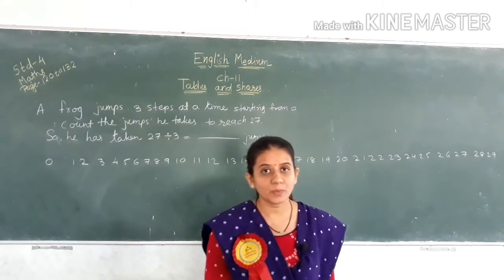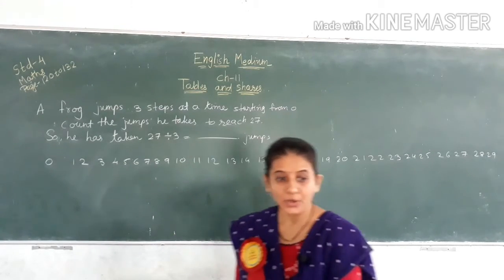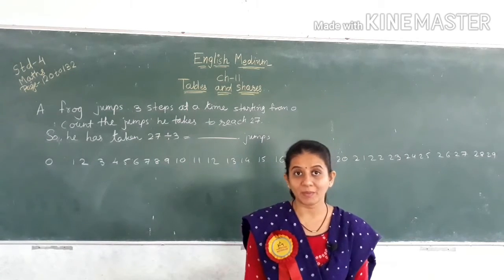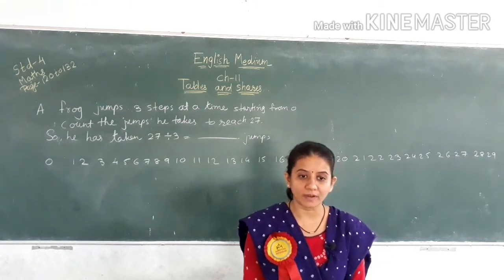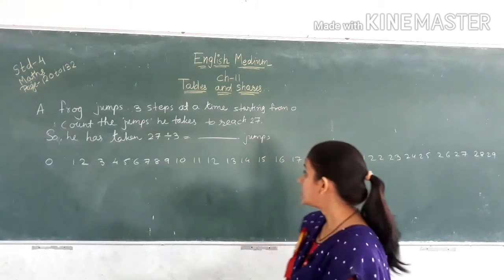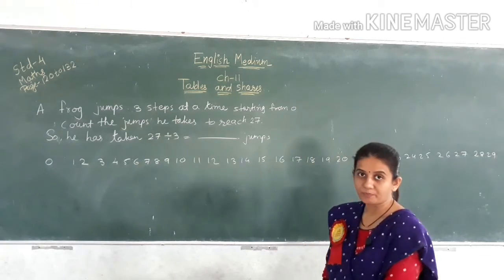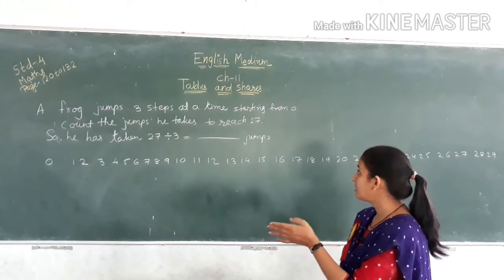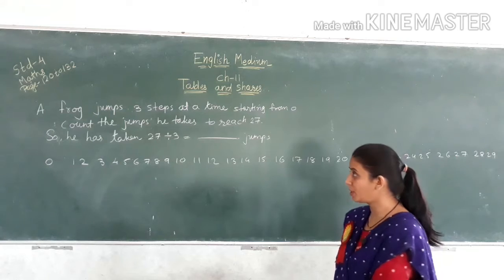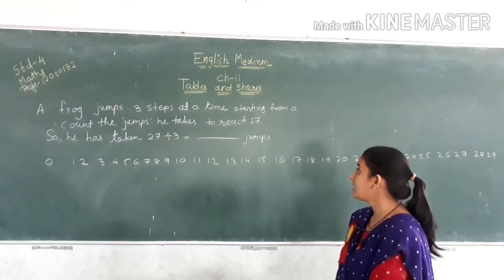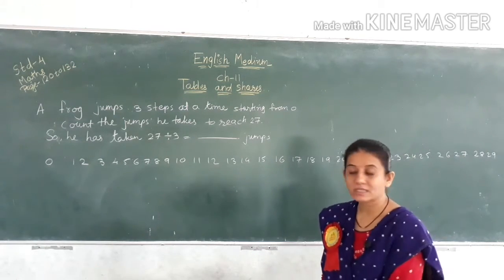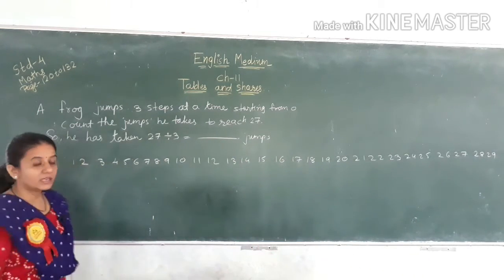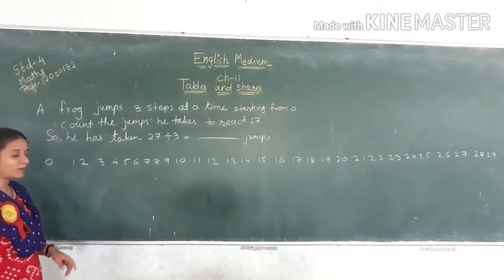Now, next topic, jumping animals. Do you remember the jumping animals of class 3? A frog jumps 3 steps at a time, starting from 0. Count the jumps he takes to reach 27. So, 27 divided by 3 is equal to blank jumps.